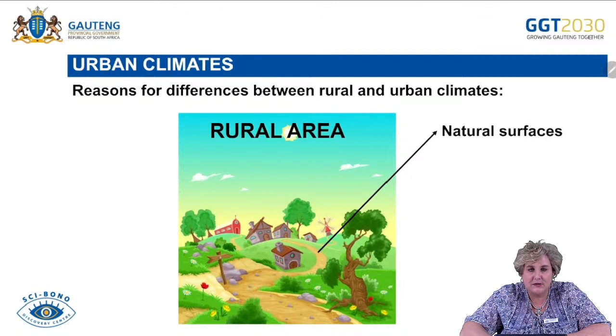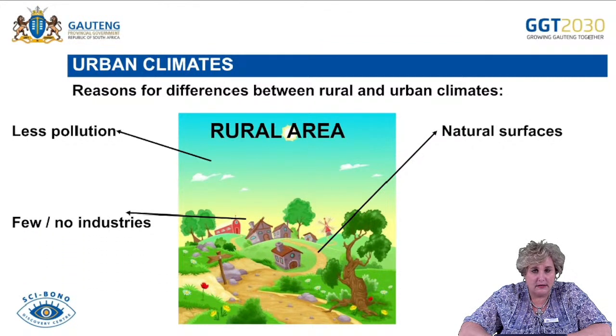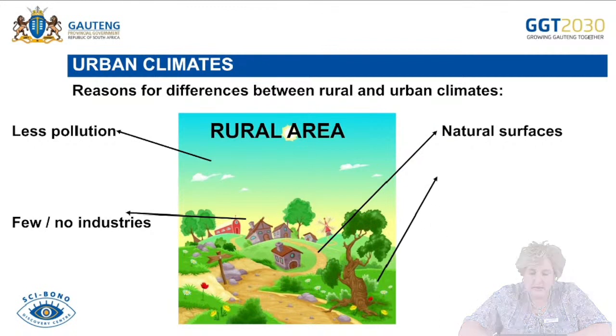If you look there, it's brown, which tells you it is soil. It's a natural surface. There I have less pollution. In the rural areas, I have few or no industries.